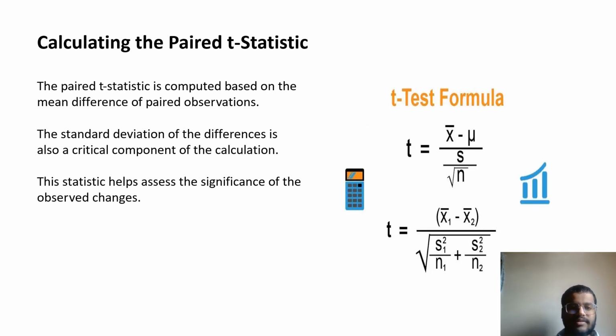Calculating the paired t-statistic. The paired t-statistic is computed based on the mean difference of the paired observations. The standard deviation of the differences is a critical component of the calculation. This statistic helps assess the significance of the observed changes.